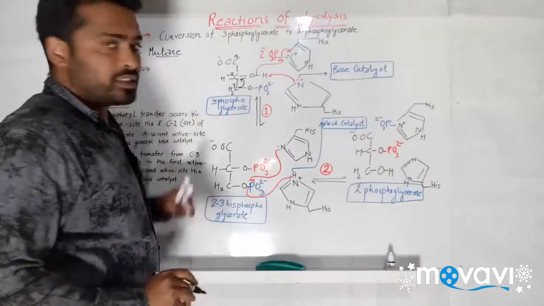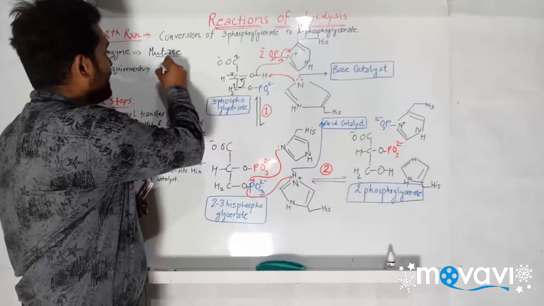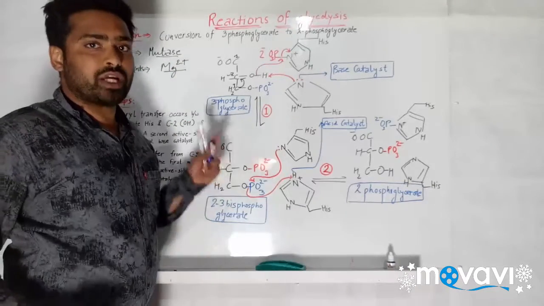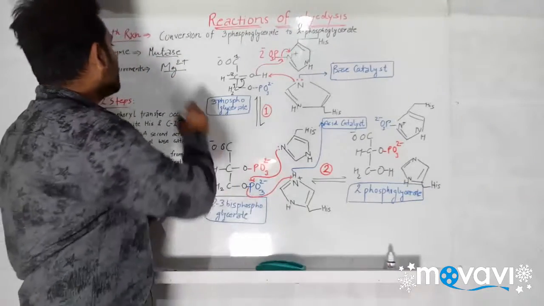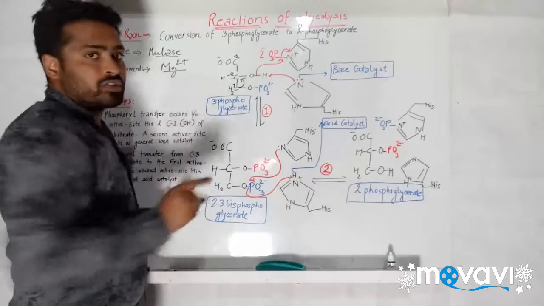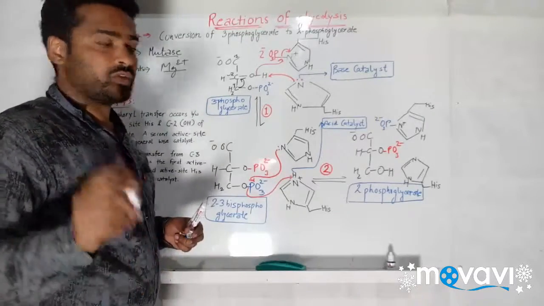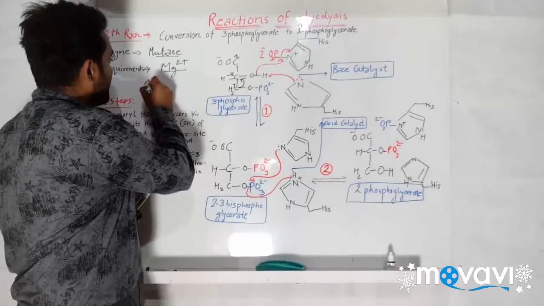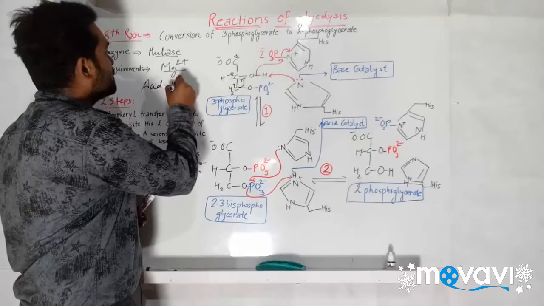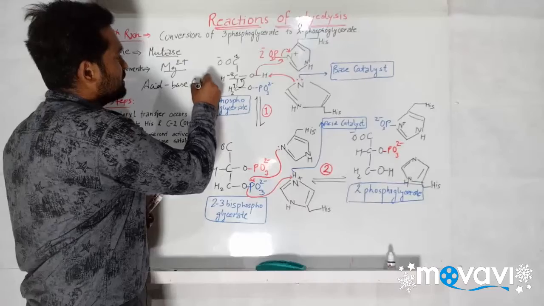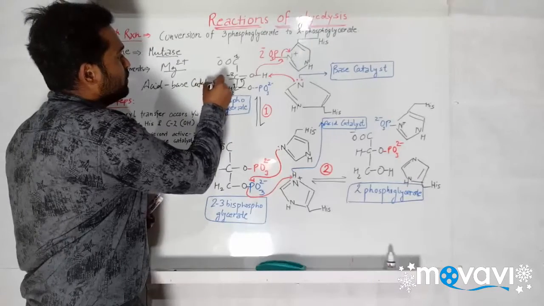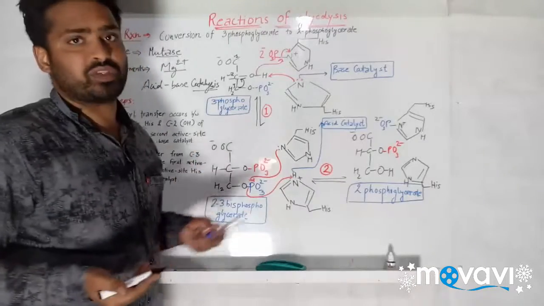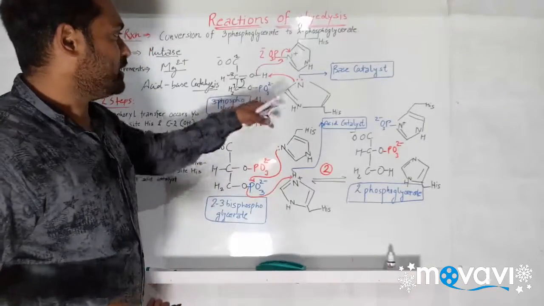Phosphoglycerate mutase requires Mg2+. The reaction mechanism of this reaction is similar to the second reaction of glycolysis, that is the conversion of glucose 6-phosphate to fructose 6-phosphate, the isomerization reaction, and that is acid-base catalysis, where we are going to see that the acid is donating the proton and the base is abstracting the proton. So we are going to see that here.